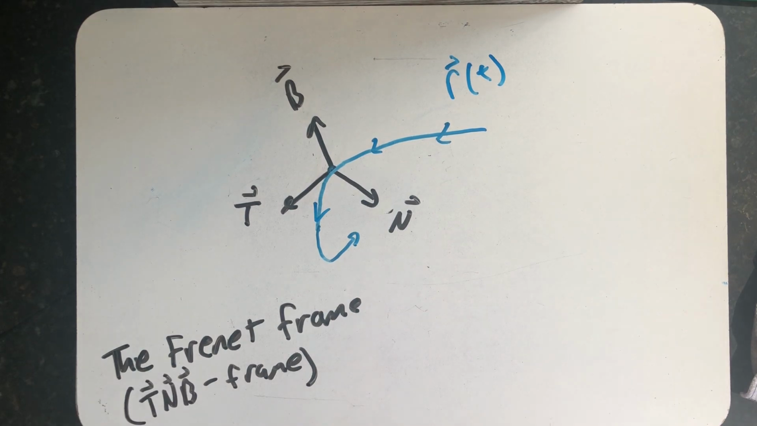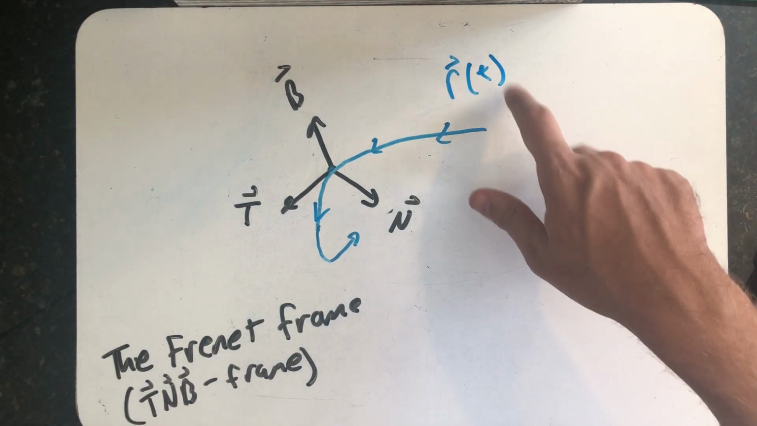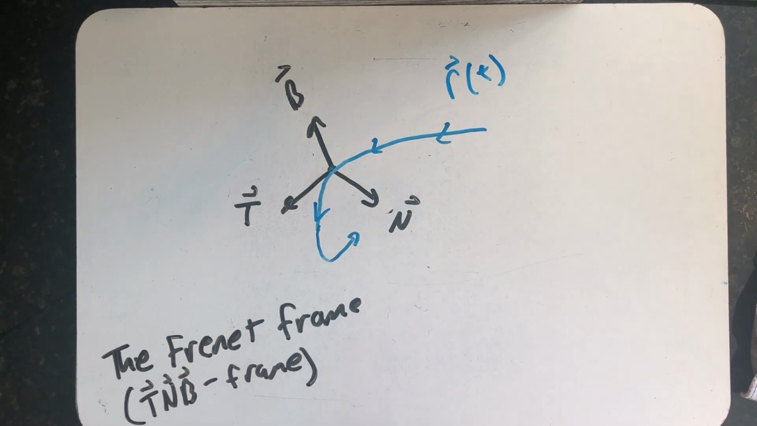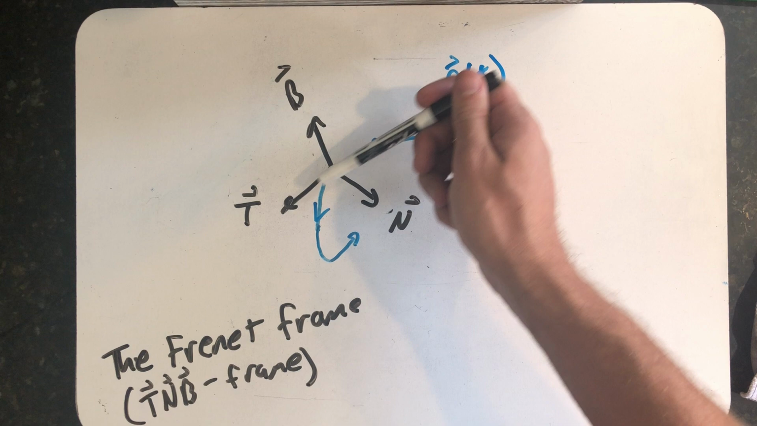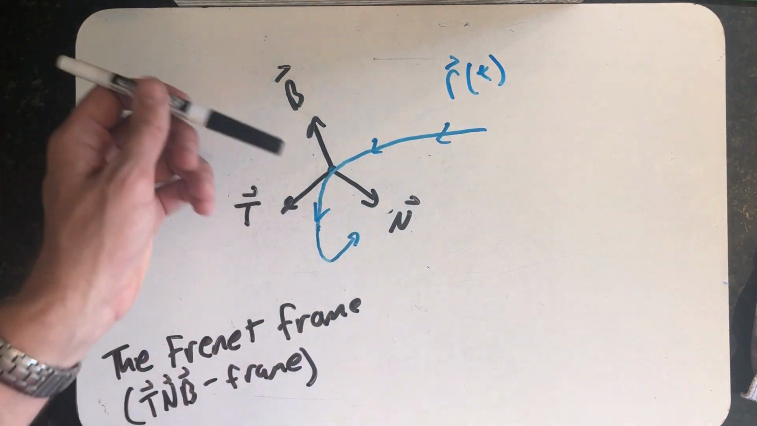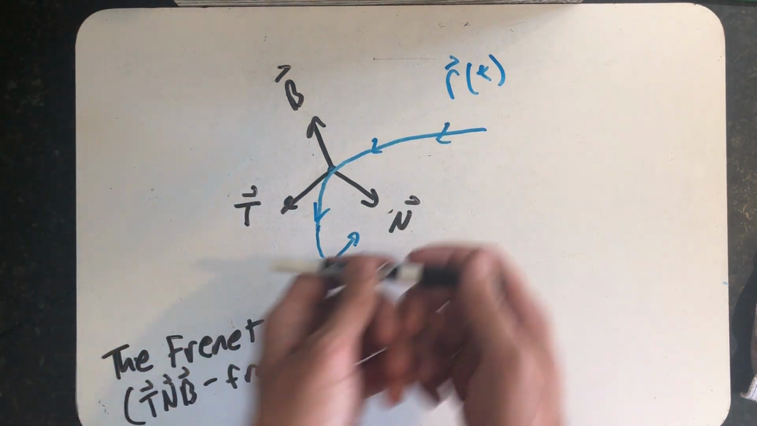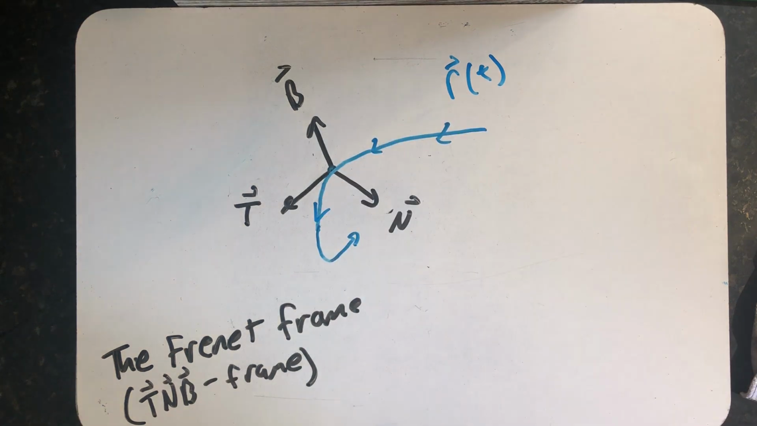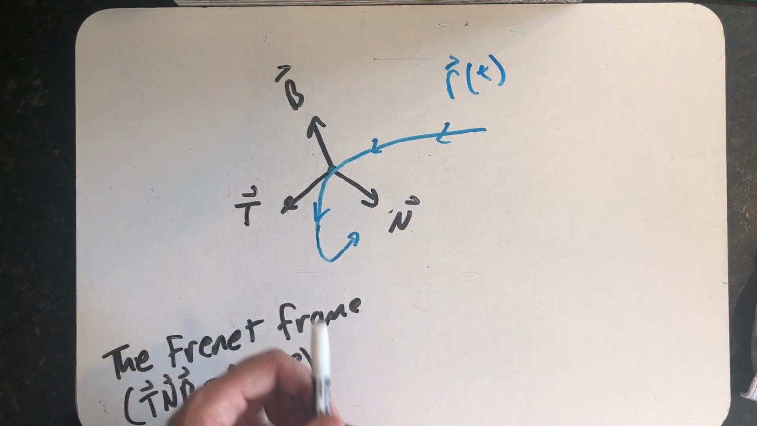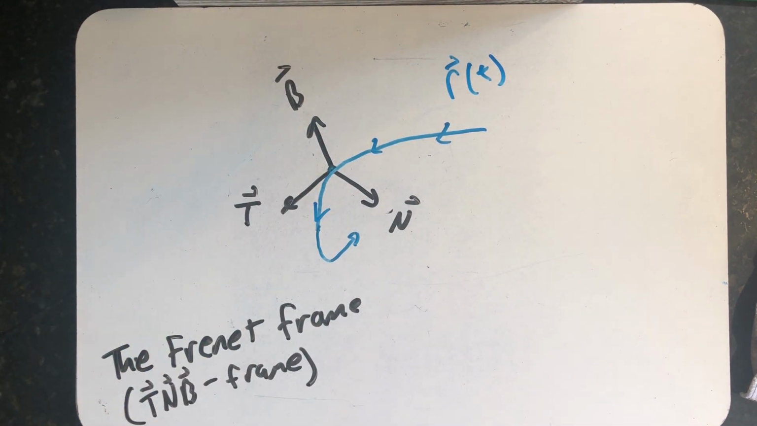Imagine you have a particle moving through space according to a vector function r of t. At any moment in time, we can calculate the direction of motion, big T, the principal unit normal vector, big N, so T is pointing in the direction of motion, big N is pointing inwards to the turn, and then that mutually orthogonal vector, T cross N, or the binormal vector.